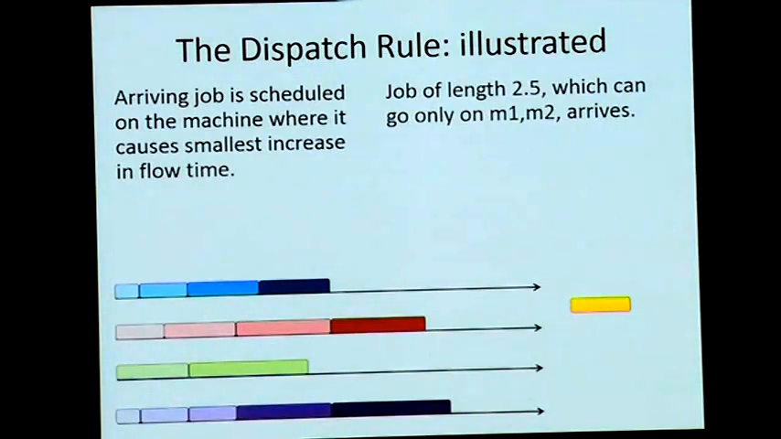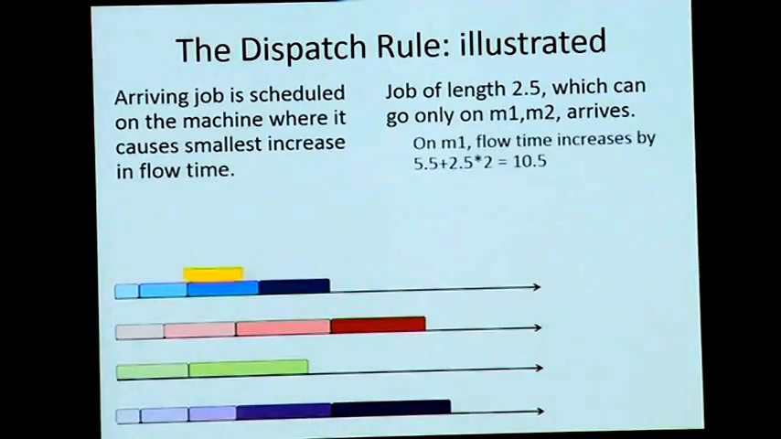Let me just illustrate it very quickly. Suppose this was the current picture. A new job arrives. It has length 2.5. Just to aid you, this is 1, and this is 2, and this is 3. I have not put numbers, but it should be sort of clear. And suppose this new job can go only on machines 1 and 2, which are the top 2 machines. So it tries to go on machine 1, or rather, it's the scheduler which is doing this. And the scheduler will compute what is the increase in flow time because of this.